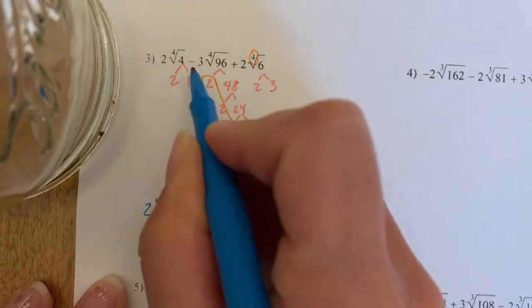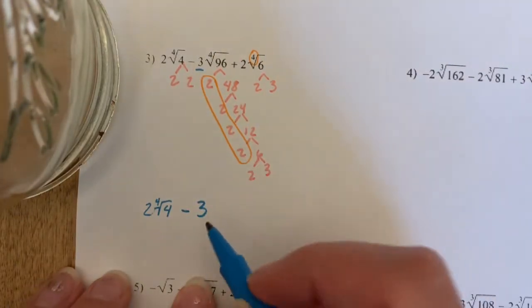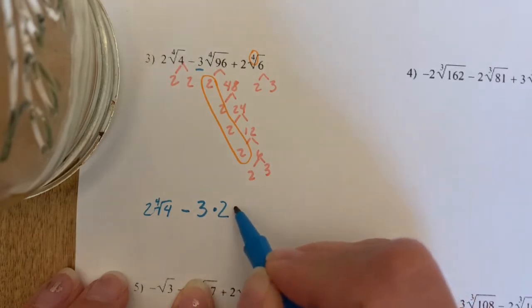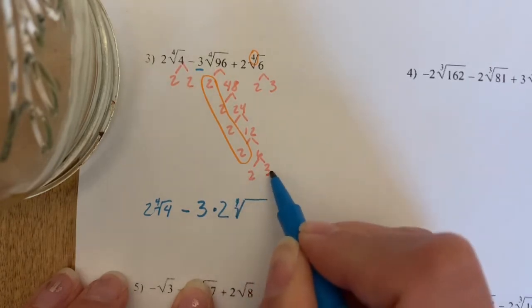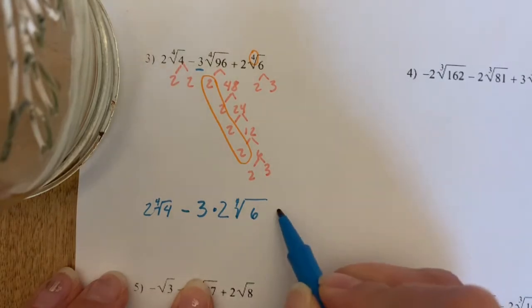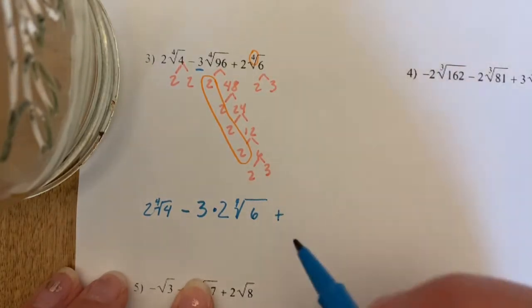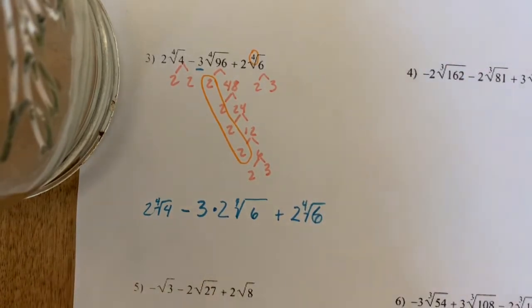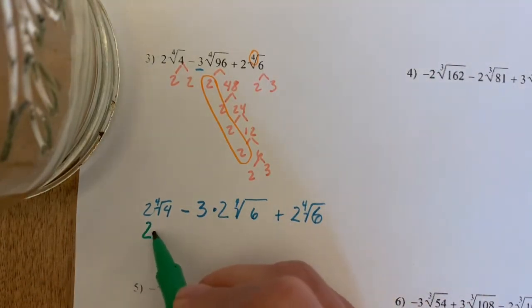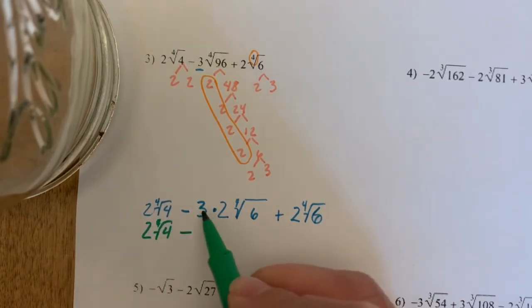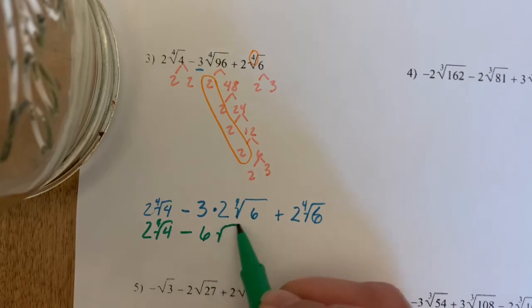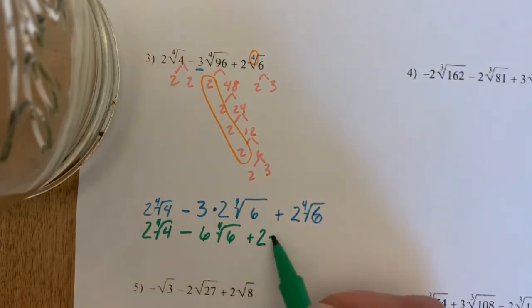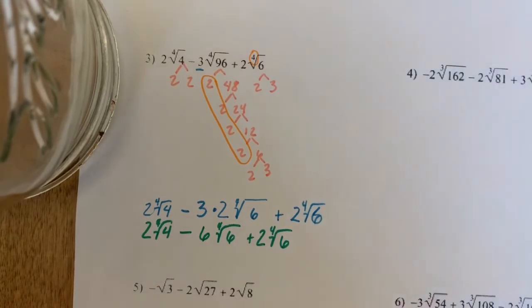Minus, I have a 3 here, and then I took out a group of 2's, so that has to be multiplied. The 4th root of 2 times 3 is 6. Plus, I couldn't take anything out of my 2 4th root of 6, so I leave it as 2 4th root of 6. Now I have to multiply my 2 and my 3, so I'm going to rewrite this one more time as 2 4th root of 4 minus 3 times 2 is 6 4th root of 6 plus 2 4th root of 6.